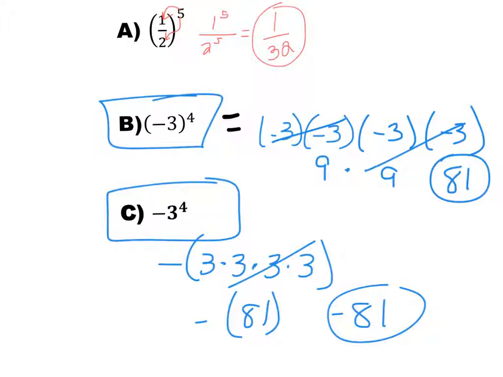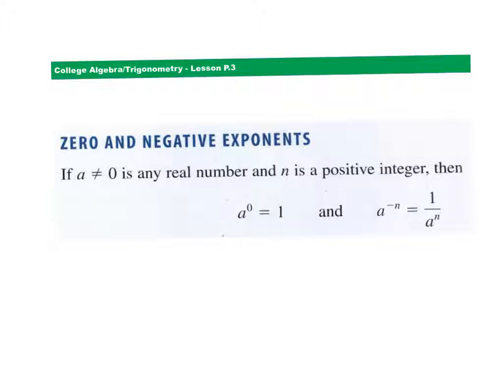So make sure you guys see the difference. B is telling you to plug in negative 3 or to use negative 3. C is telling you to do 3 and then make it negative. Okay, this is super important to remember.